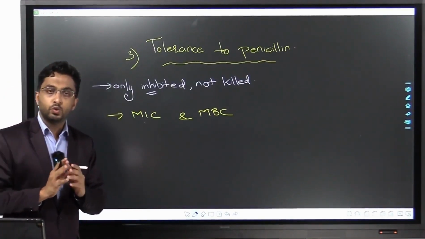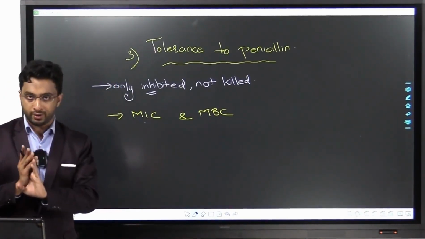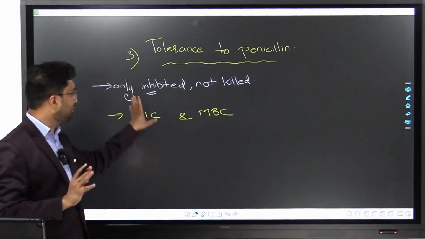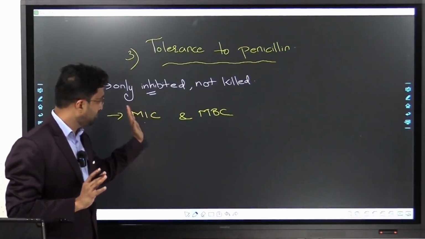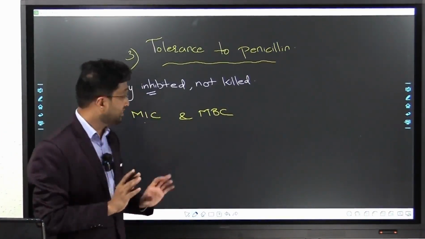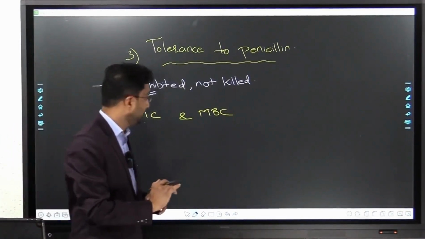Even if you give a huge amount of antibiotic, the bactericidal concentration is not reached. Still it is in an inhibitory range because this huge gap developed between these two. As of now just know it. We'll go into detail of MIC and MBC in pharmacology.